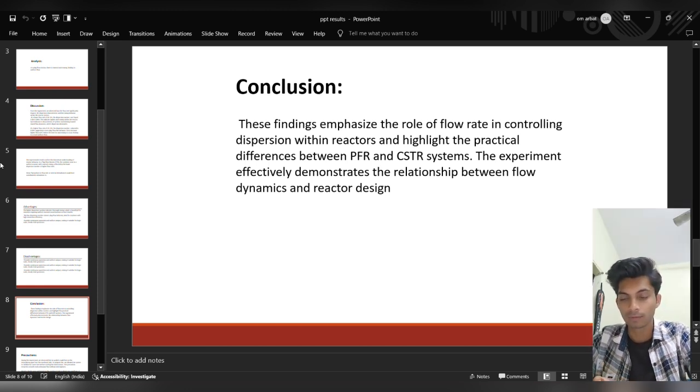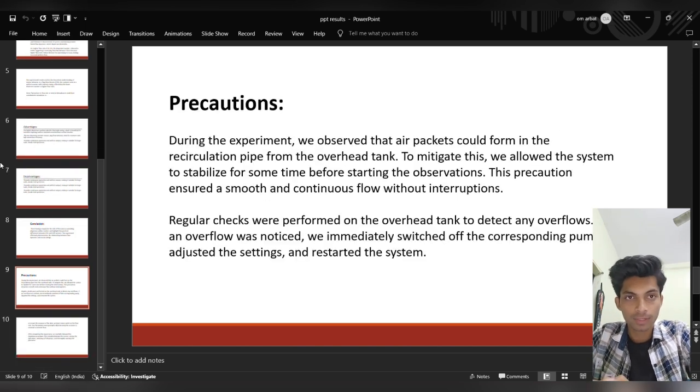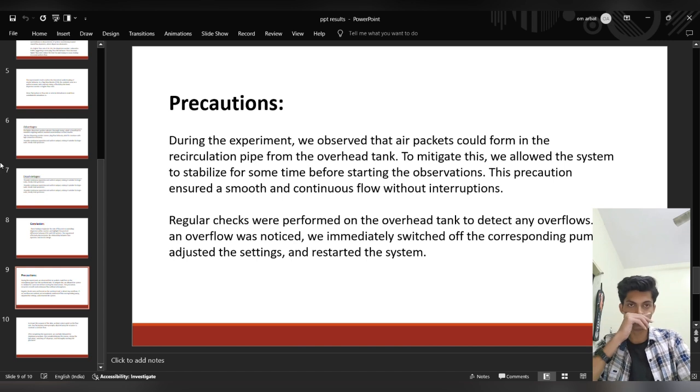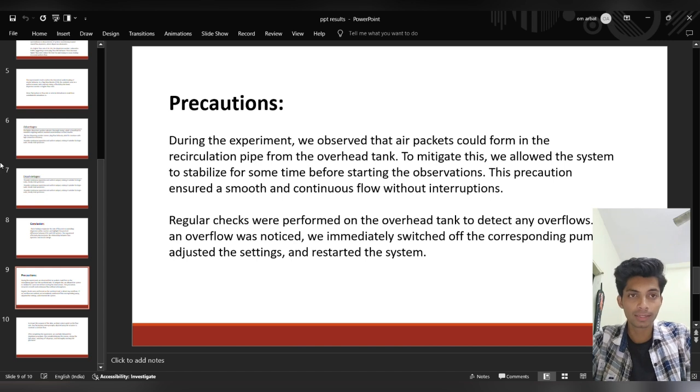Okay, so now let us have a look at some precautions that we followed during our experiment to ensure accurate results and safe operations. So first of all, addressing air packets in the recirculation pipe. During the experiment, we observed that air packets could form in the recirculation pipe from the overhead tank. To mitigate this, we allowed the system to stabilize for some time before starting observation, and this precaution ensures a smooth and continuous flow without interruptions.